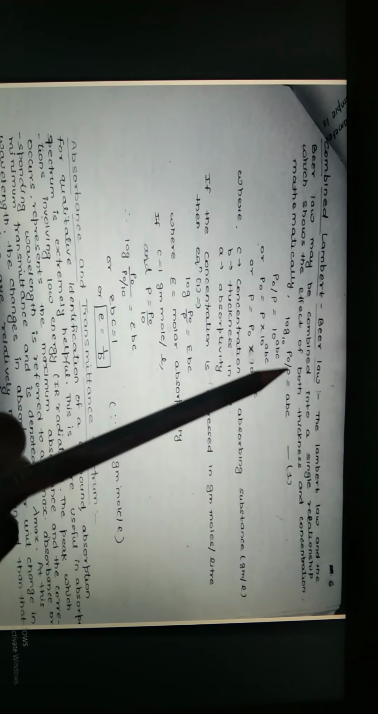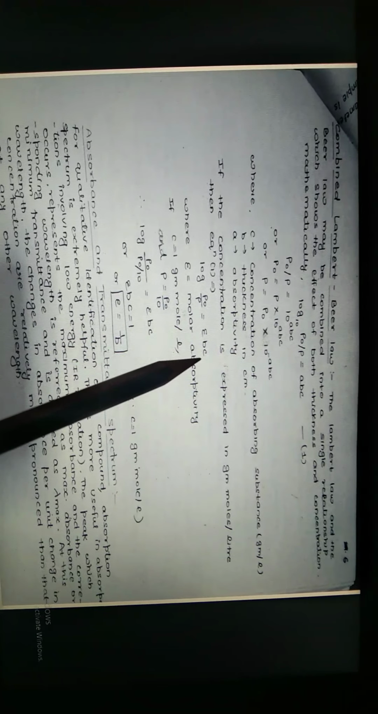Next is the combination of the Lambert-Beer law, which gives the combined effect in a single relationship that depends upon the thickness and the concentration. Mathematically, log to the base 10 of P naught by P is equal to ABC, which in terms of P can be written as P equal to P naught into 10 to the power minus ABC. Here A, B and C are the absorptivity, the thickness in centimeters and the concentration of the absorbing medium respectively.